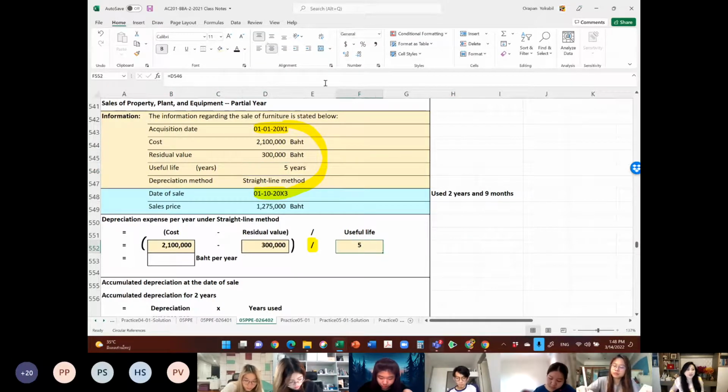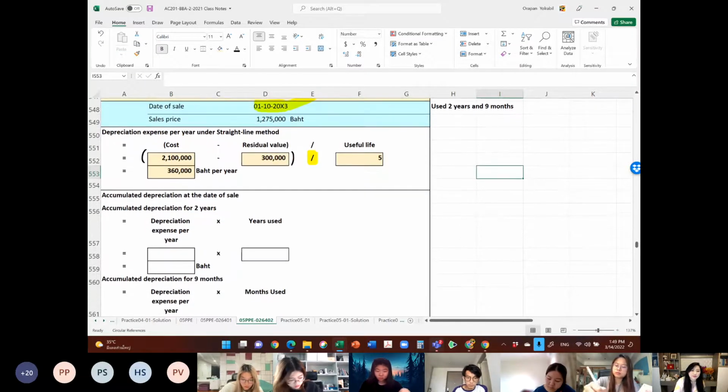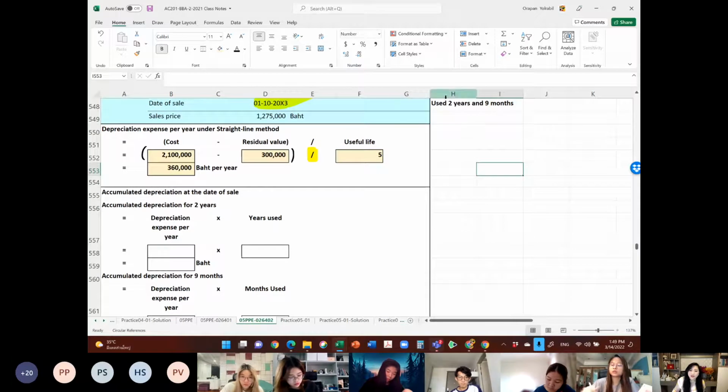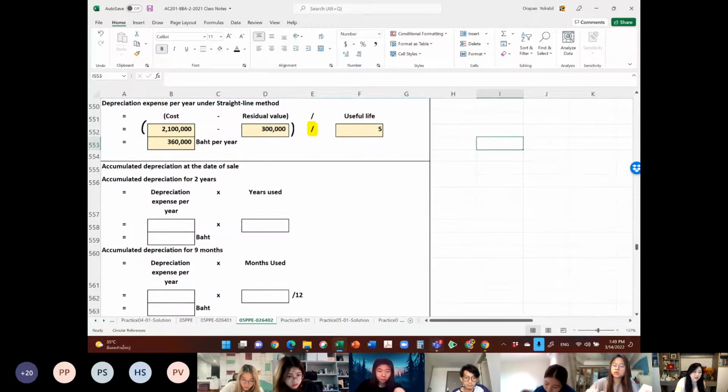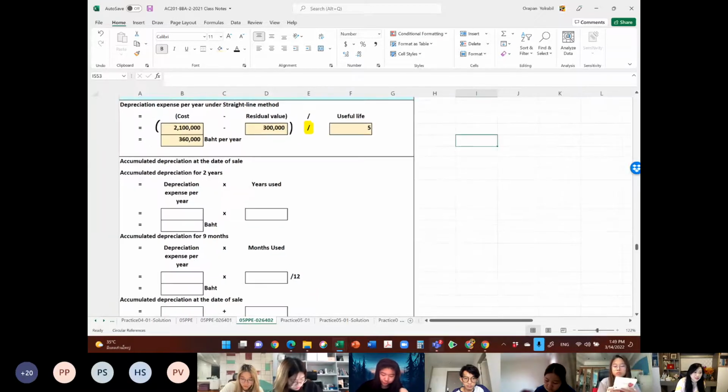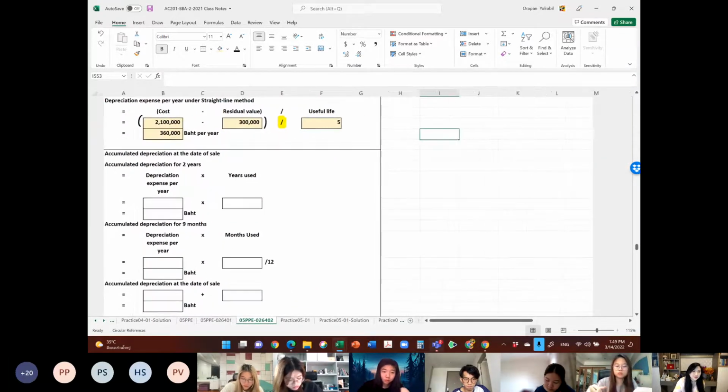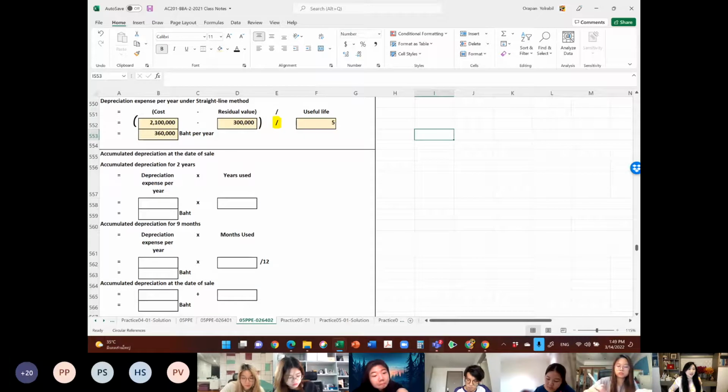So if you were to do the calculation, the depreciation per year would then be 360,000. And then how long have you been using the asset for? You have analyzed that you have been using the asset for 2 years and 9 months. So let me reduce the size a bit. 2 years and 9 months.